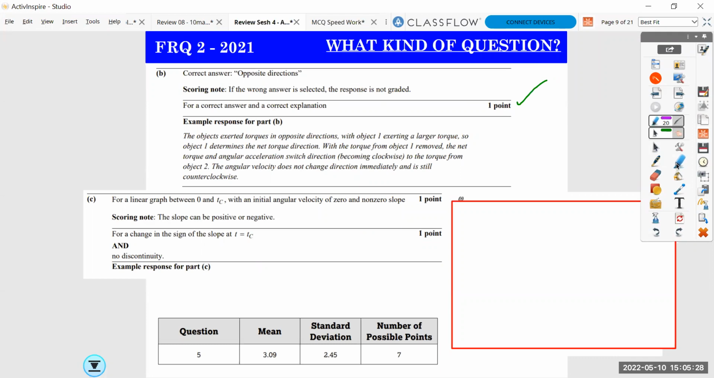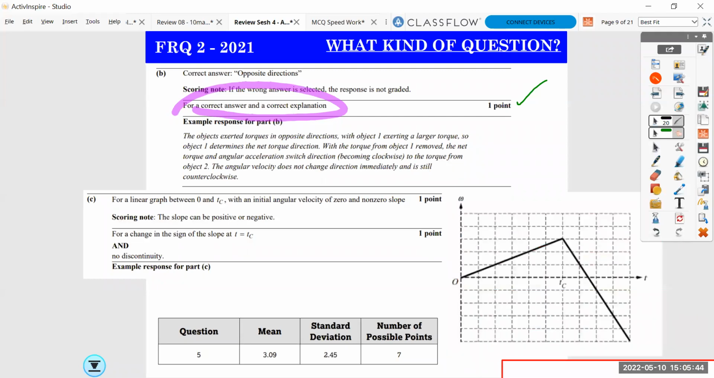Please note, you will only ever get points for a correct answer and a correct explanation. If you do just one, you don't quite get where you need to go. So always justify. For the graph, we get 2 points here. 1 point for the first linear chunk. It's got to have an initial velocity of 0 and non-zero slope. And then it should change in sign. So positive to negative, negative to positive. There's no point associated with it being steeper in that section.